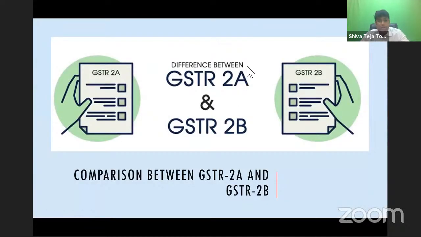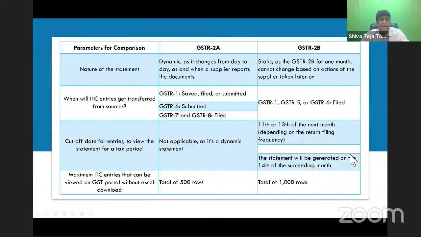This table will be very useful for you. That is for the purpose of comparison between GSTR 2A and GSTR 2B. See the difference now. 2A and 2B, nature of statement. What is the story of 2A? 2A is dynamic as it changes from day to day as and when the supplier reports the documents. 2B is static, as 2B for one month cannot be changed based on actions of the supplier taken later on. 2B is something which can't be changed. But 2A is something which keeps changing based on whenever the supplier files GSTR 1, my dear friends.